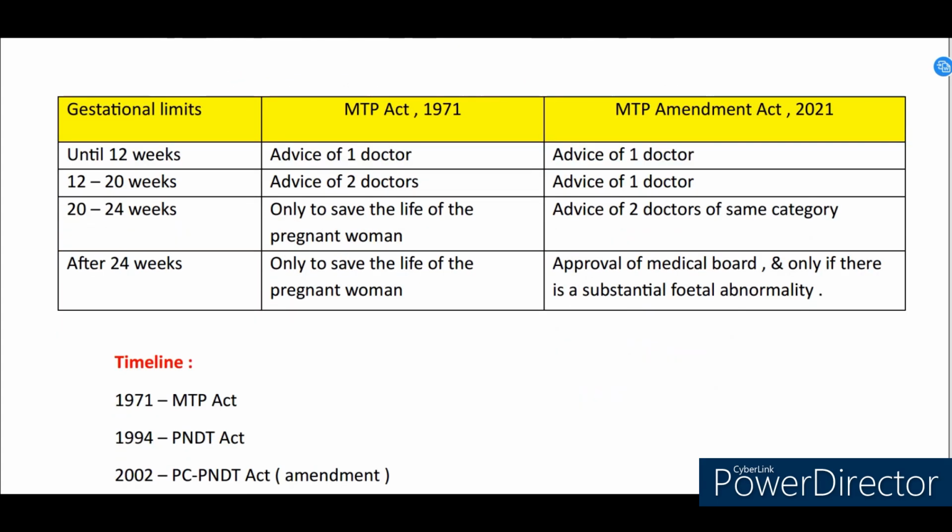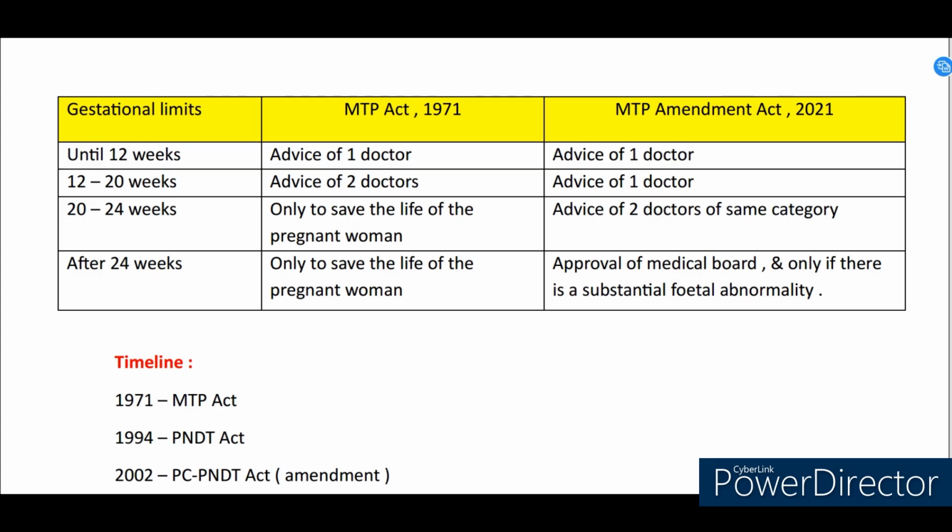So this table shows the difference between the gestational limits and the opinion of doctors in both MTP Act 1971 and MTP Amendment Act 2021. So as already said, in the MTP Act 1971, the termination of pregnancy is till 20 weeks, right? So we need advice of one doctor until 12 weeks, and we need advice of two doctors from 12 to 20 weeks. Whereas in MTP Amendment Act 2021, we need advice of only one doctor till 20 weeks of gestation. And we need advice of two doctors of the same category if the gestation limit is 20 to 24 weeks.